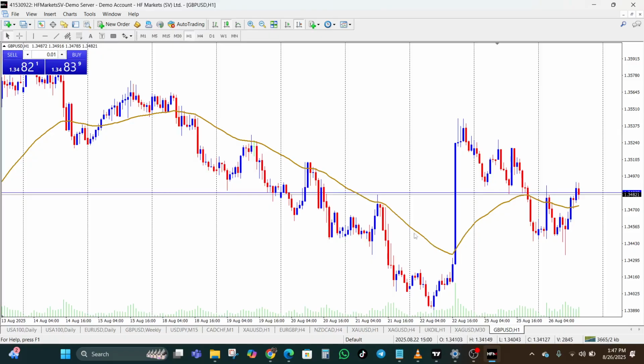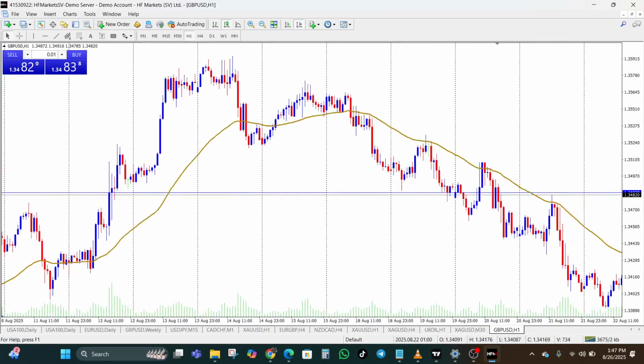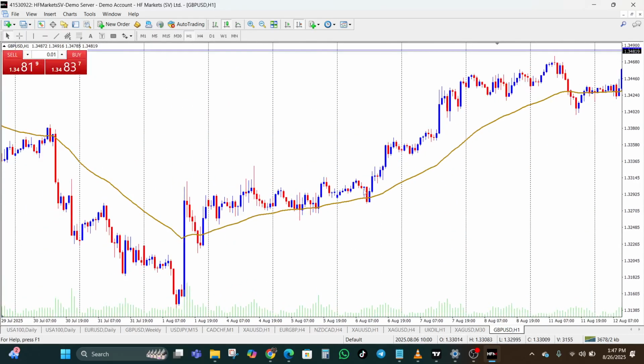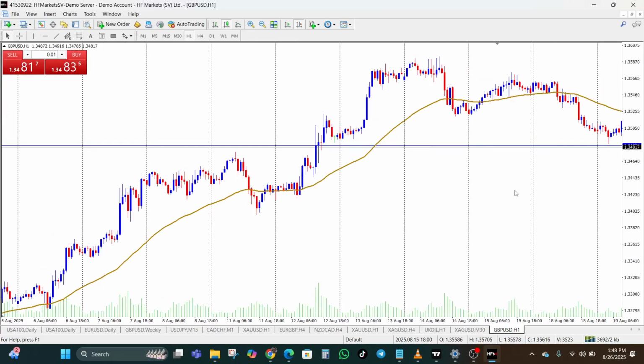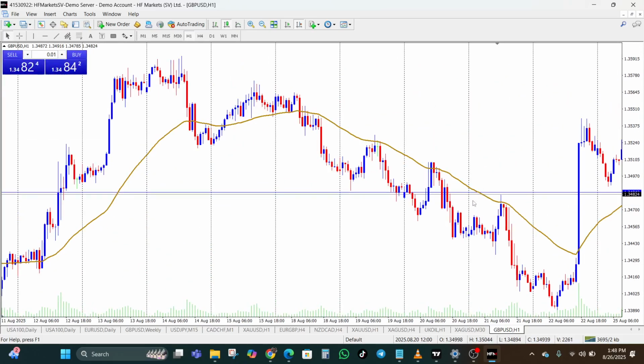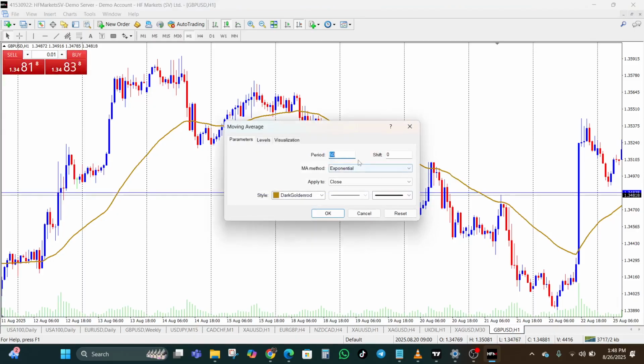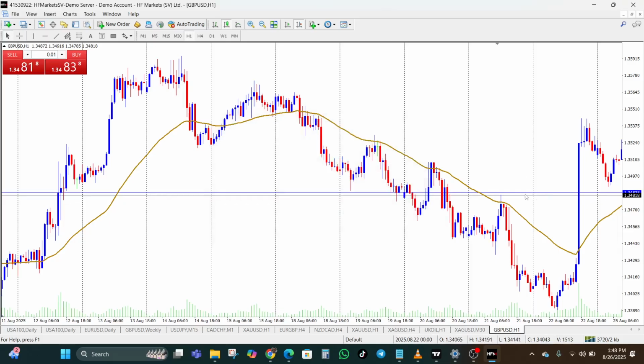Now a single moving average can help you identify the trend. For example, if price is consistently trading above a moving average, that suggests that the market is in an uptrend, like this example we can see here. Then if price is consistently moving below it, it shows that the asset is in a downtrend. Now, many traders use the 50 period moving average as a standard way to spot medium-term trends. You can see this is the 50 period.